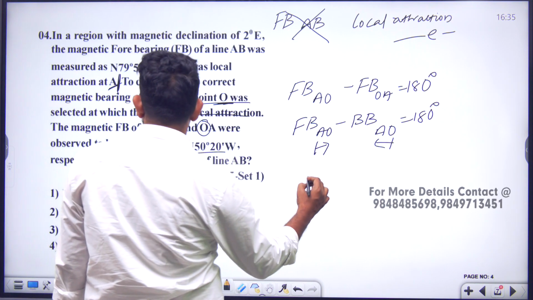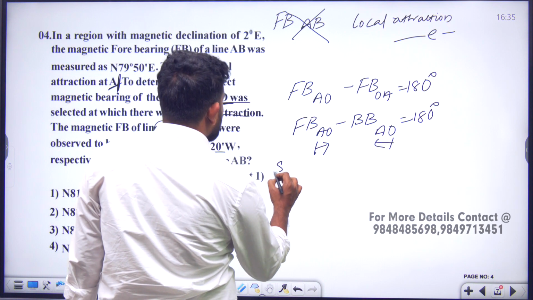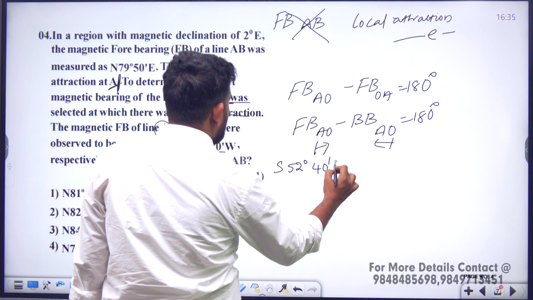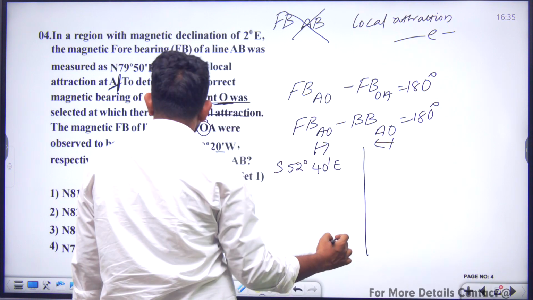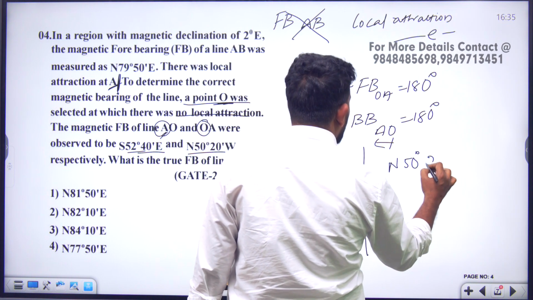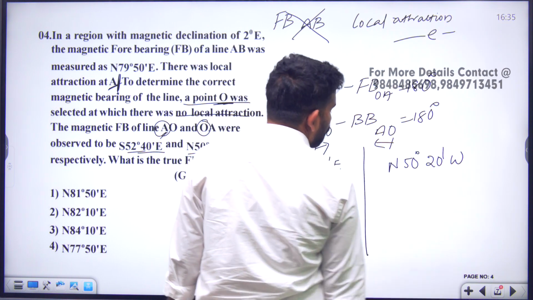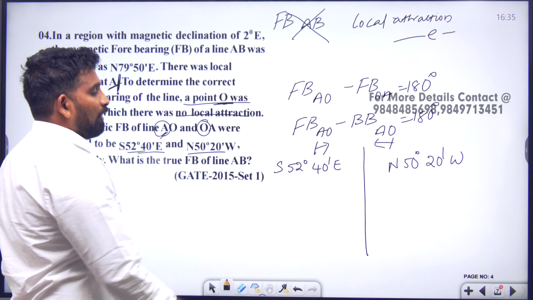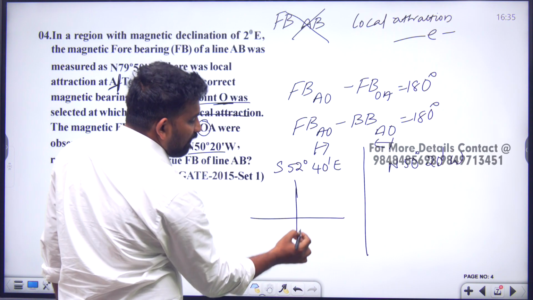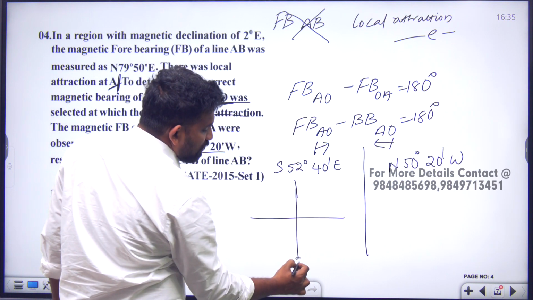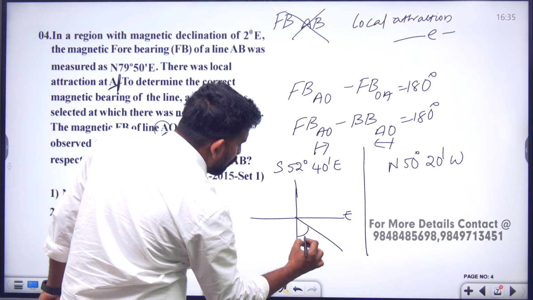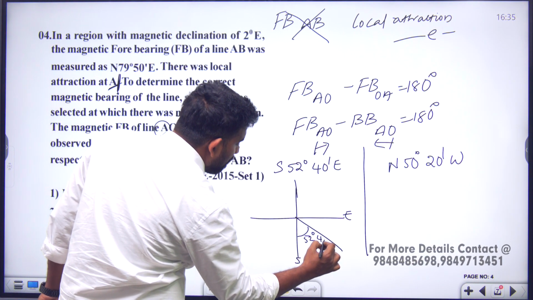Now that is very important. The given bearing here is south 52 degrees 40 minutes east. One bearing is given like this, and one more bearing is given, north 50 degrees 20 minutes west. Now, how are we going to find this in terms of the whole circle bearing system? So, the given bearing is lying in between south and east. This is your south and this is east. The given bearing is this one, which comes out to be 52 degrees 40 minutes.